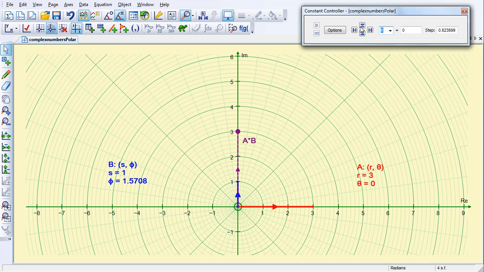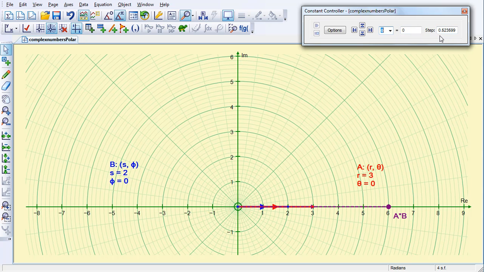Next thing I could do is have a look at what happens when we multiply 3 by 2i, for example. So we can see that it's been stretched by a scale factor of 2 and then rotated pi over 2 radians. The next thing I'd look at is multiplying 3 by a complex number. So I'm going to go to my phi value. I'm going to change my phi back to 0.